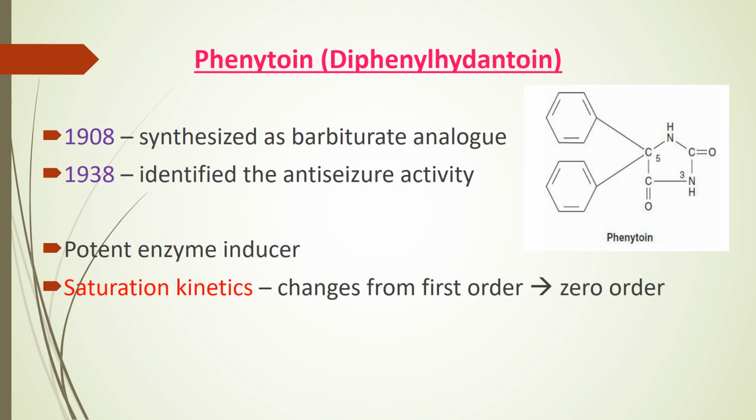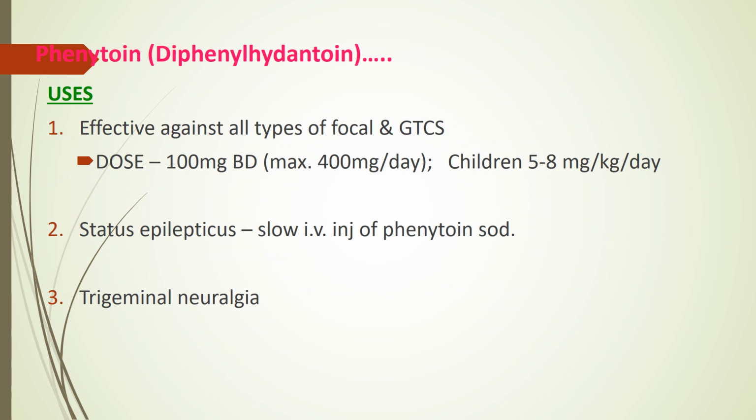Another important feature of phenytoin is that it follows saturation kinetics. That means initially it follows first order kinetics, and when its concentration increases, it shifts into zero order kinetics. Coming to uses of phenytoin, this agent is effective against all types of focal as well as generalized tonic-clonic seizures, and is used in a dose of 100 mg twice daily, maximum up to 400 mg per day. In status epilepticus, we should use this drug as a slow IV injection, but nowadays fosphenytoin is preferred over phenytoin. And the third indication is trigeminal neuralgia. Now it's only used as a second line agent, and the first preferred agent is carbamazepine.